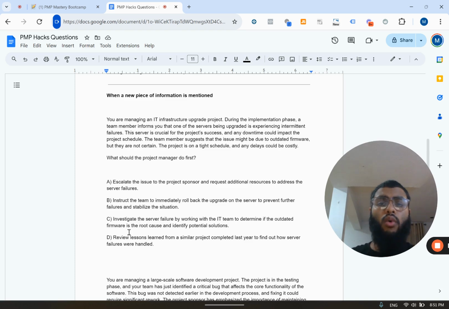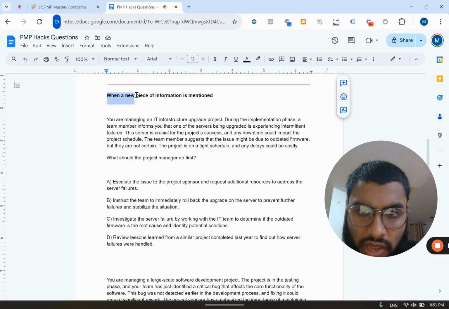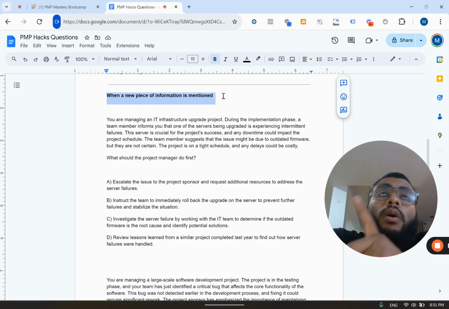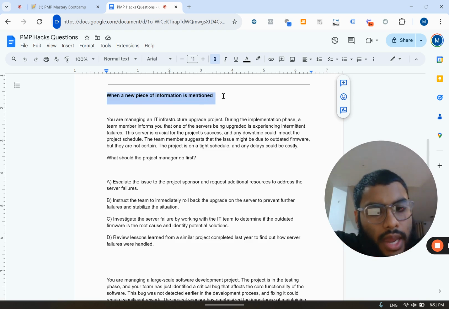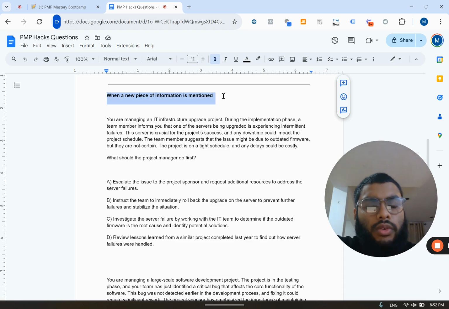Okay, now hack number 2: when a new piece of information is mentioned. Okay, now what does this mean? You might read a question, and in the answer, they might mention something that has not been mentioned in the question. When that happens, don't break your head. Just eliminate that answer. So let's read this problem together.